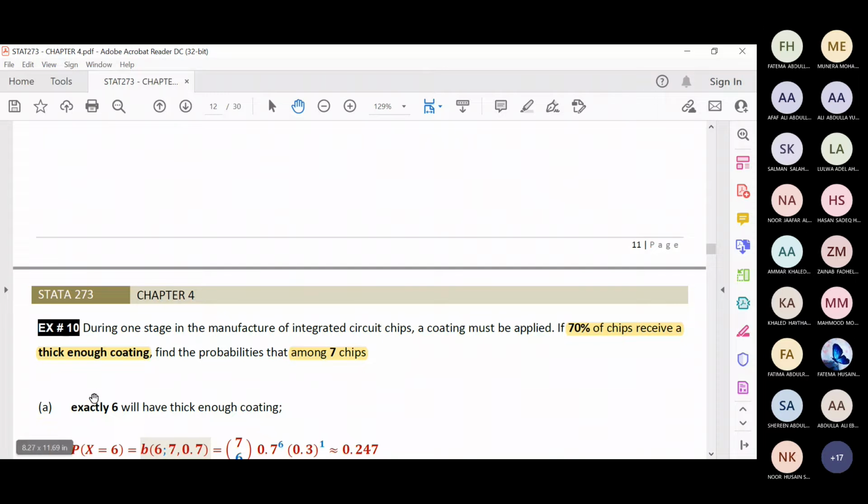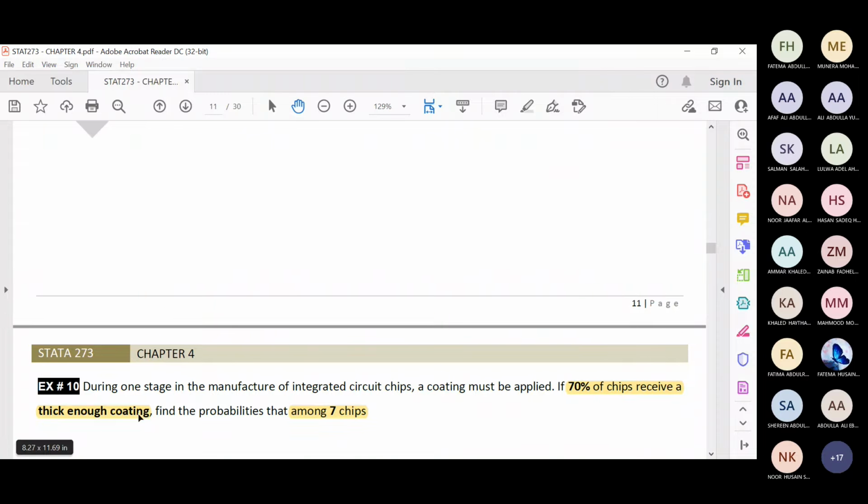Before going through the solution of A, B, C and so on, let's see what is written in my exercise. I have 2 numbers: 70, which is P, and 7, which is N. Among, that is the total, so this is N, the whole number for N. The percentage is for P.